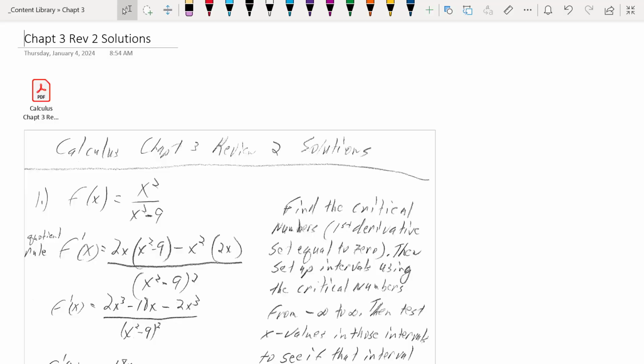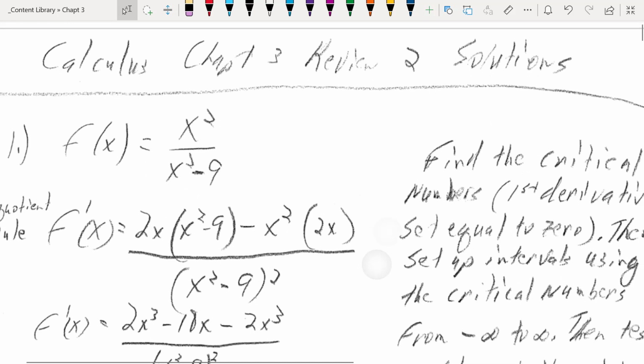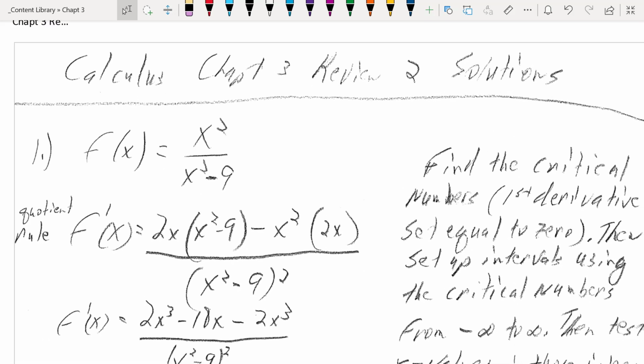Okay, as we look at our Chapter 3, Review 2, you're going to notice the very first problem. You should look at your review problem. It says, find all open intervals on which the function f of x equals x squared all over x squared minus 9 is increasing or decreasing. So looking at our solution guide right here, here's our equation. We want to find all those open intervals on which the function is increasing or decreasing.